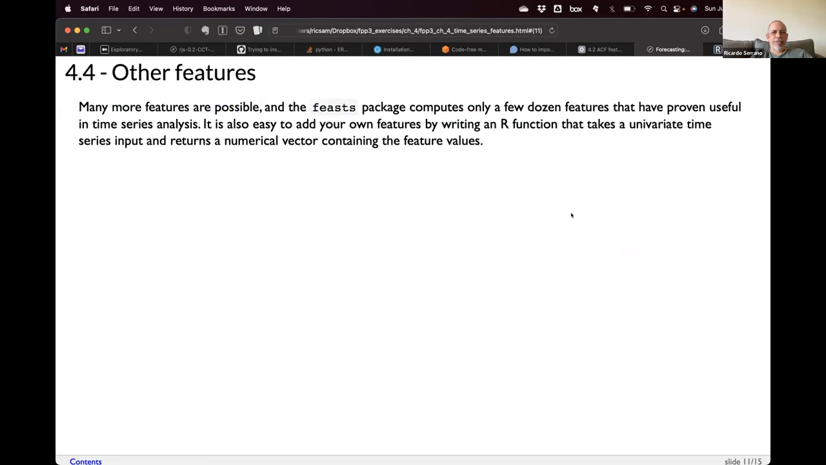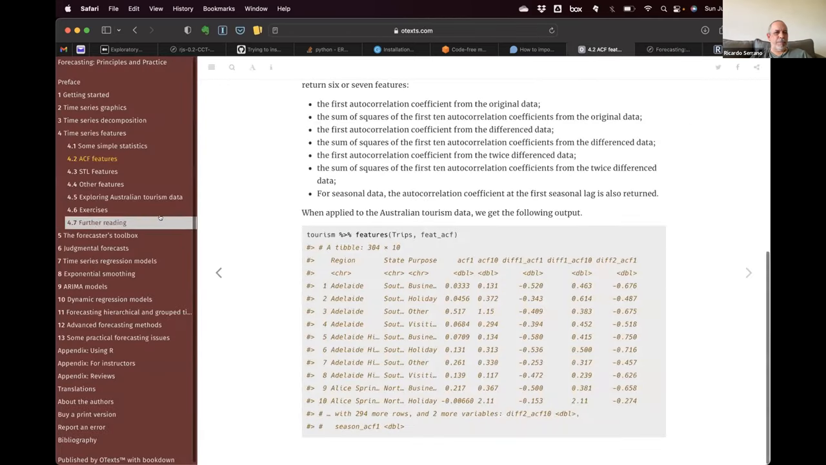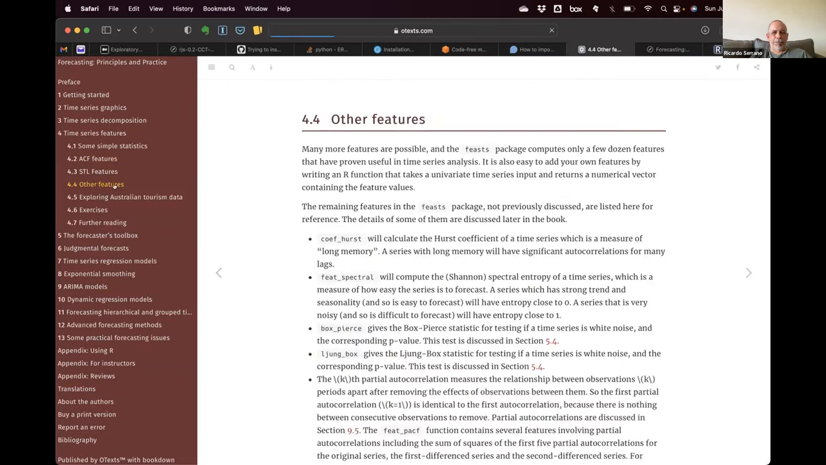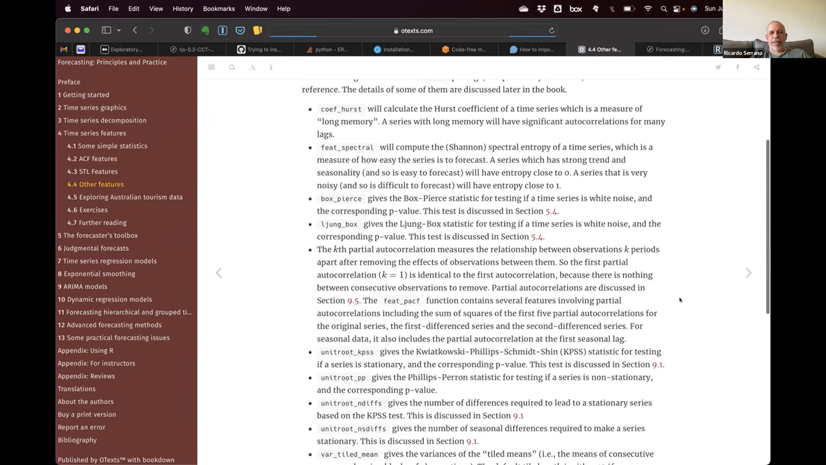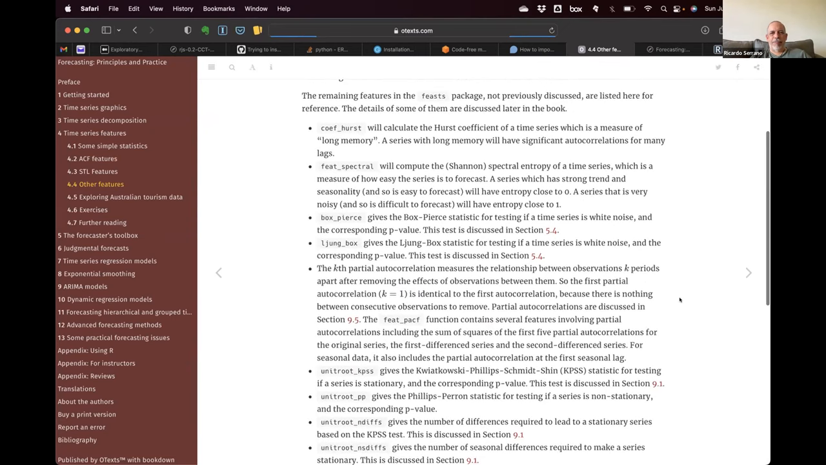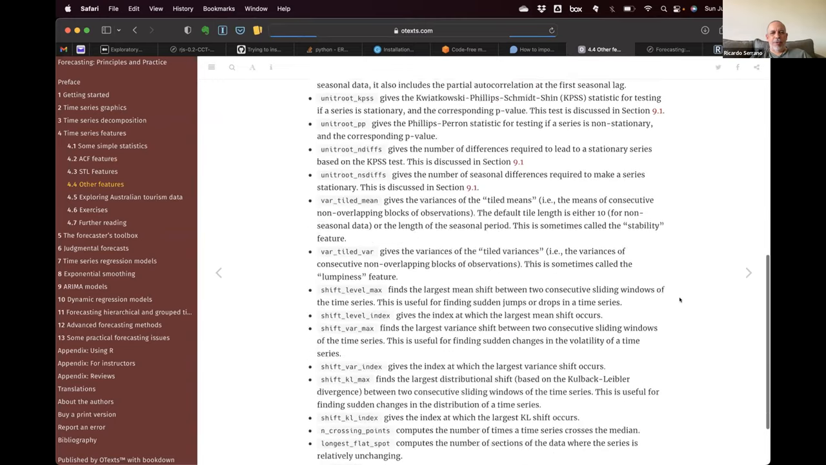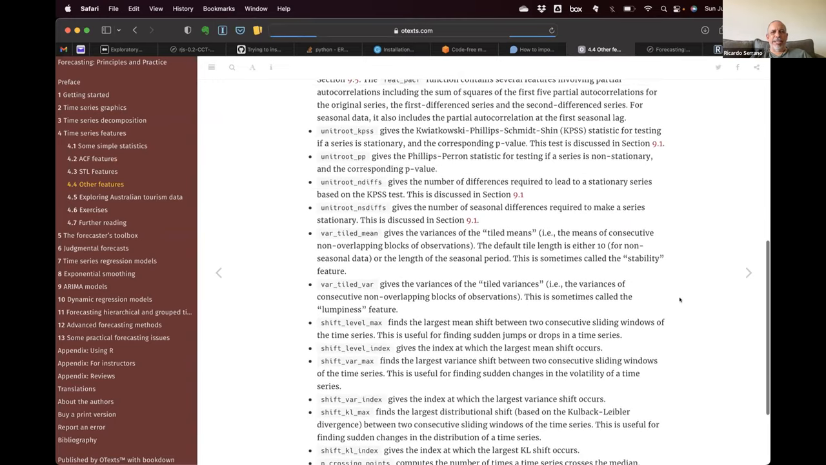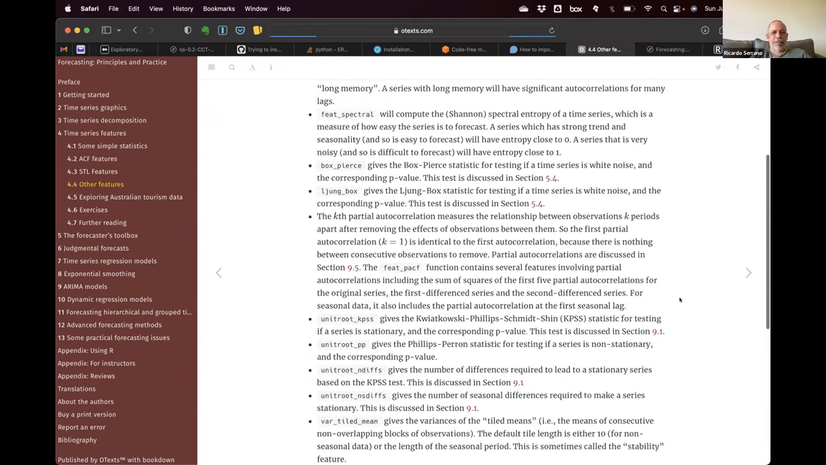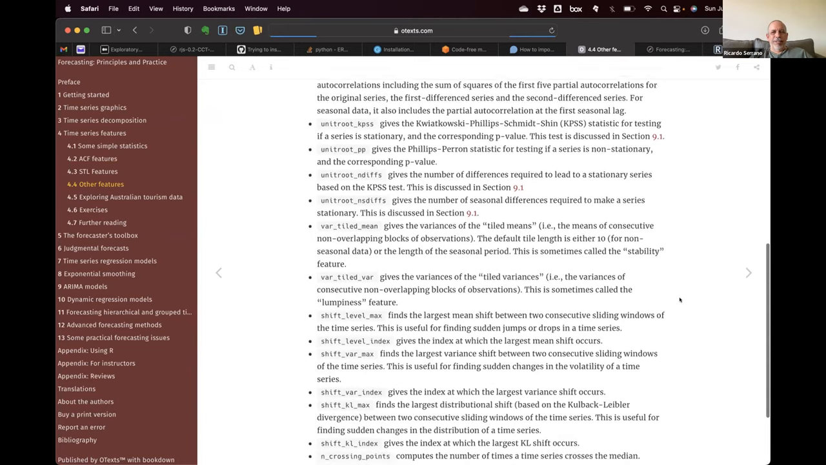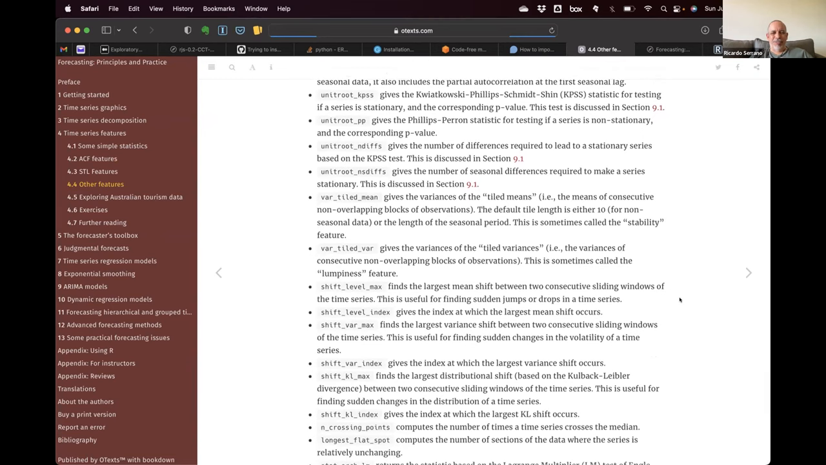Let me keep going. So there's a whole bunch of other features. If you go to the book, these are other features that the functions can calculate. In total, I believe there are around 48 that these functions provide. So there's no scarcity of features here.